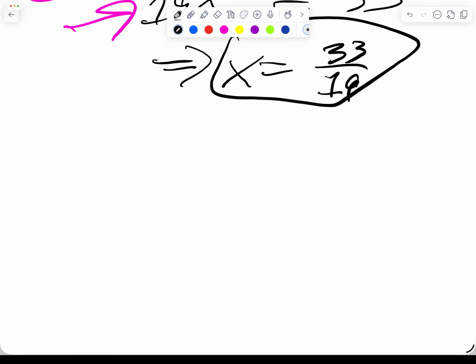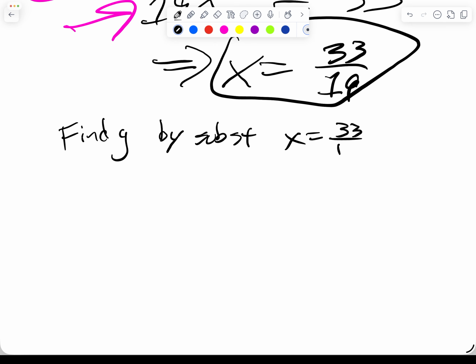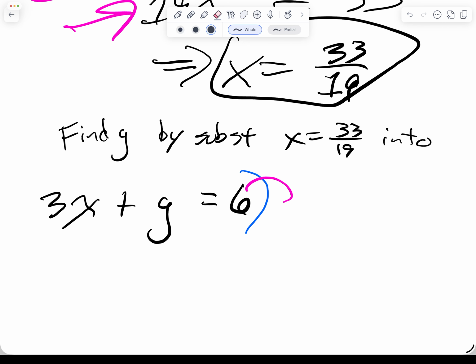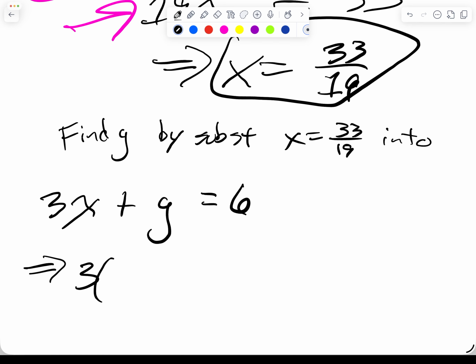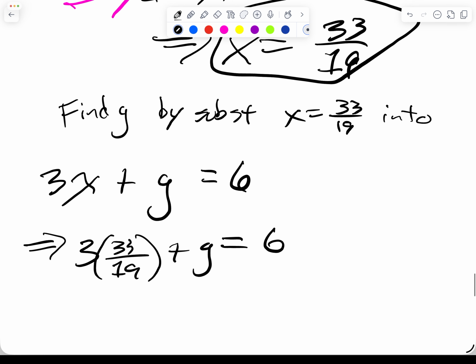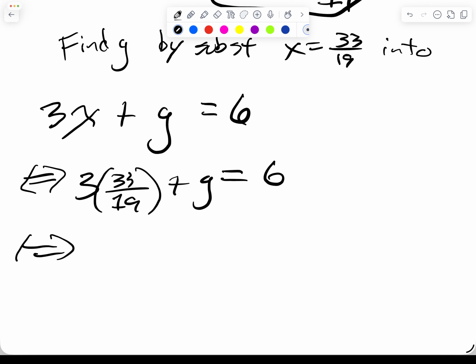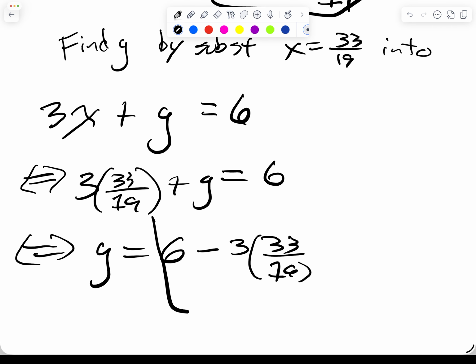So find y by substituting x is 33 over 19 into this one. Pow! All right, so what do we get? 3 times 33 over 19 plus y equals 6. To solve for y is 6 minus this number. And as a mathematician, that's the answer.